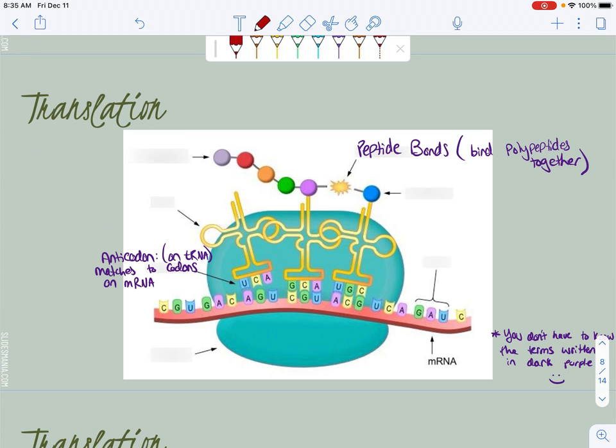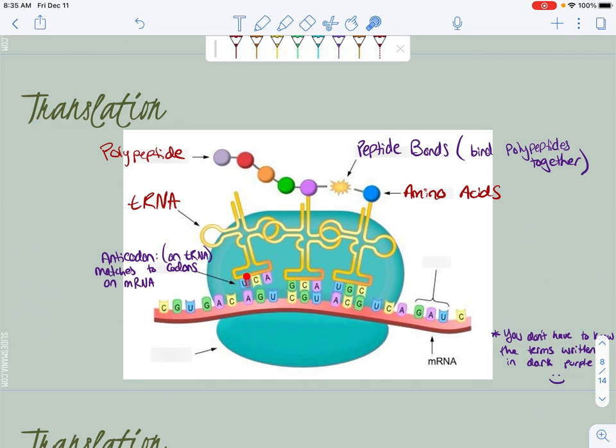So first of all, starting from the top, these little circles are all amino acids, which means that this molecule that is made out of the amino acids is going to be my polypeptide. So I am making a polypeptide out of many amino acids, and those amino acids are being delivered to the scene by the tRNA.